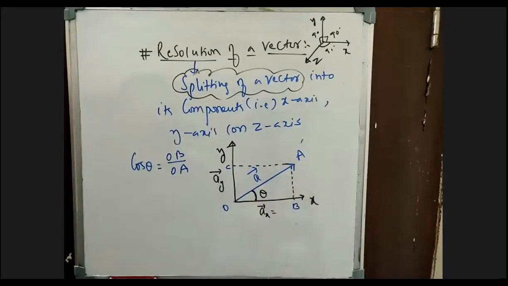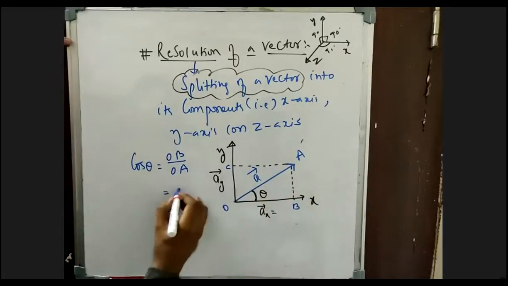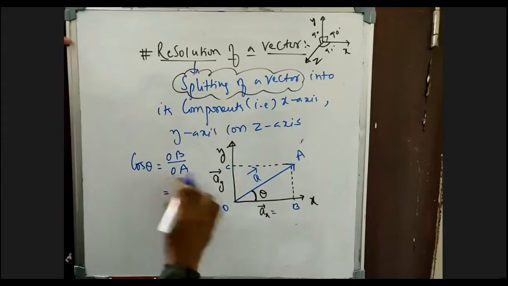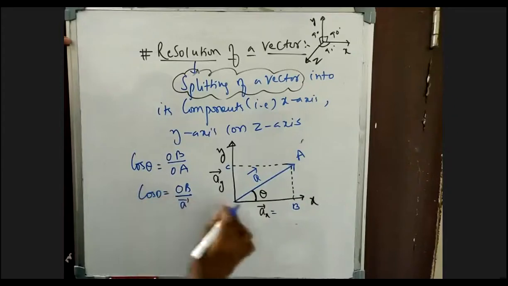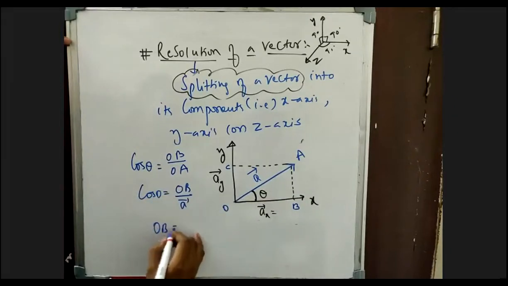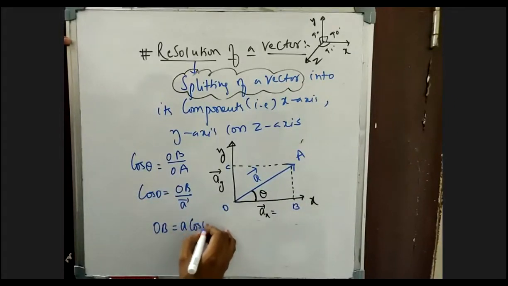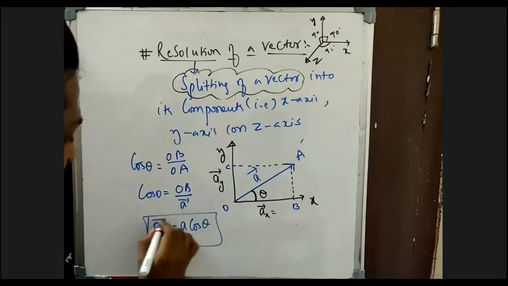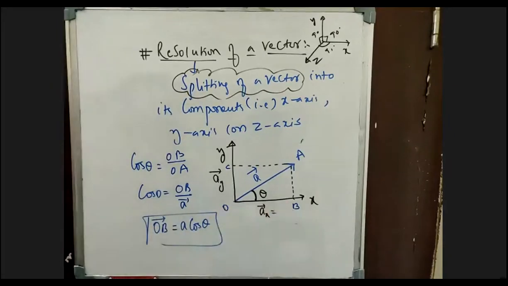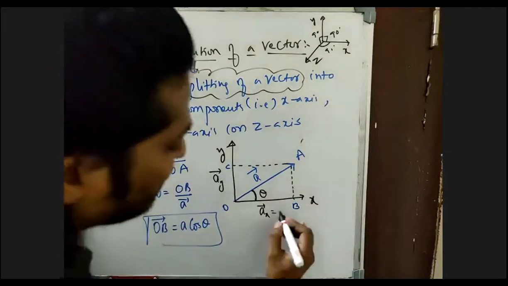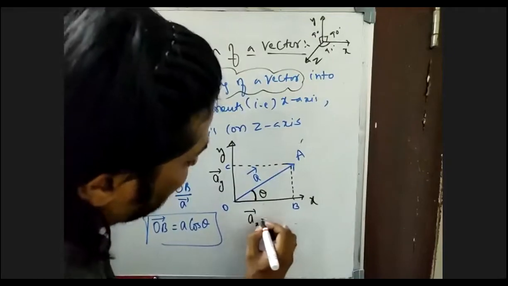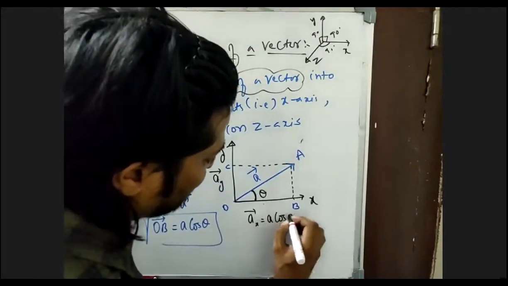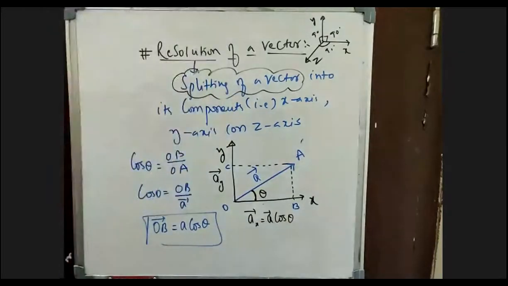OA is how much here? O to A is nothing but A bar. So OB divided by A bar is cos theta. That means OB becomes A into cos theta. Is it clear for everyone? OB bar is A cos theta. That means AX will be equal to OB, so the component along the x-axis will become A cos theta. Clear for this one?